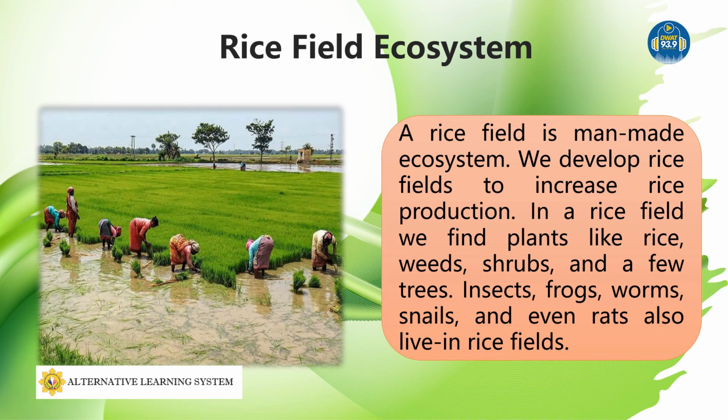A rice field is a man-made ecosystem. We develop rice fields to increase rice production. In a rice field, we find plants like rice, weeds, shrubs, and a few trees. Insects, frogs, worms, snails, and even rats also live in rice fields.